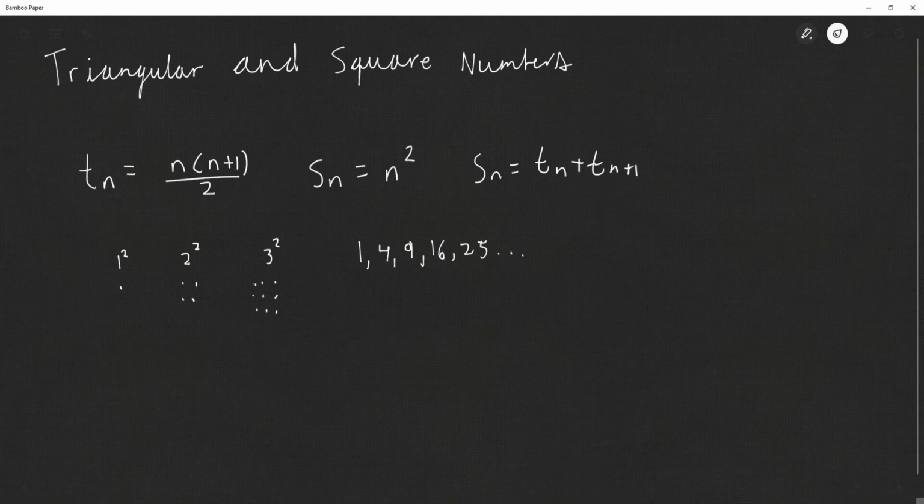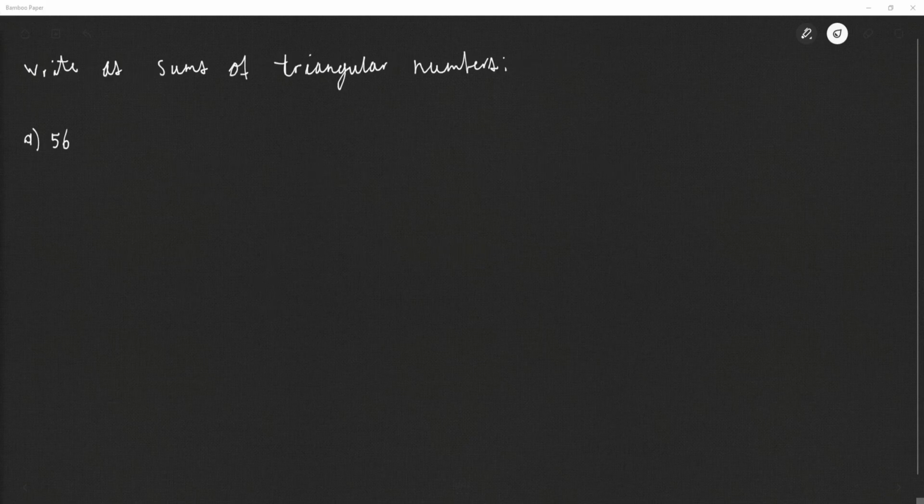So let's look at a couple of examples. Our first question is going to be writing our numbers as sums of triangular numbers, with our first one being 56. So we're going to look for the largest triangular number that is less than or equal to 56. If you do a little bit of trial and error, you'll find that t of 10 is equal to 10 multiplied by 11, because that's our 10 plus 1, divided by 2, which gives us 55. Which is extremely close to our 56. So we know that this is the largest triangular number.